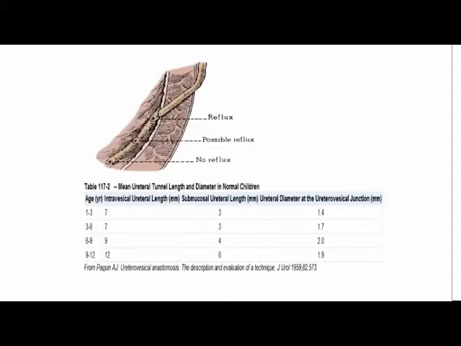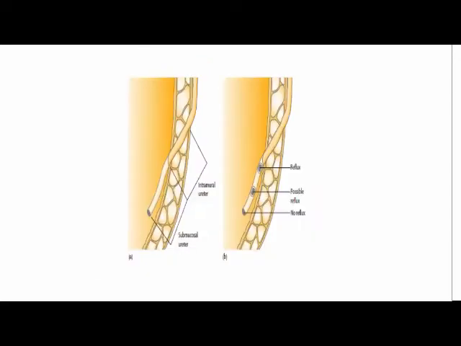If this intravesical length of the ureter is less, it results in VUR. Coming to the submucosal and intravesical length in various ages, it is given below in this table. In 1 to 3 years, it is around 7 intravesical and submucosal is 3. In 3 to 6, it is 7 and 3. In 6 to 9 years, it is 9 and 4. And 9 to 12 years, it is 12 and 6. This is the picture comparing the normal and VUR.